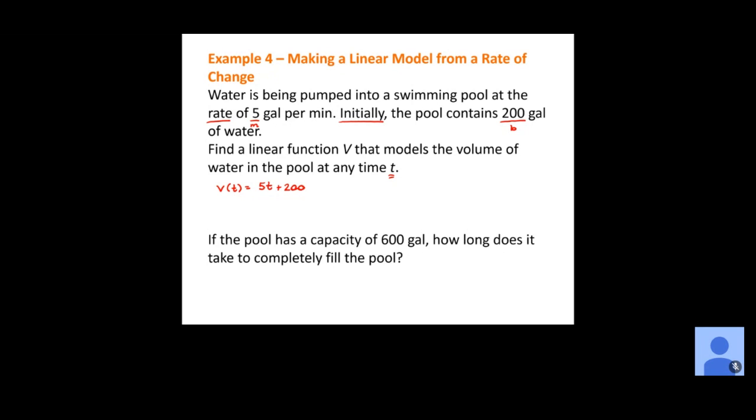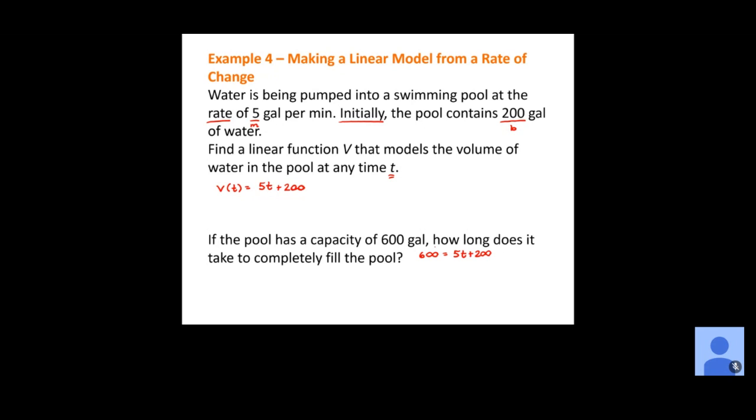All right, now once we have that function, the next question is, if the pool has a capacity of 600 gallons, how long would it take to completely fill the pool? So all we have to do now is think, well, 600 represents a volume, a number of gallons. I'm going to substitute that in place of my volume in my linear equation, and I'm going to solve for t since I want to know how long. So I'm going to say 600 is equal to 5t plus 200.